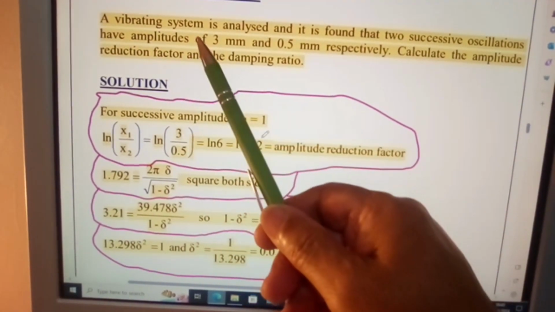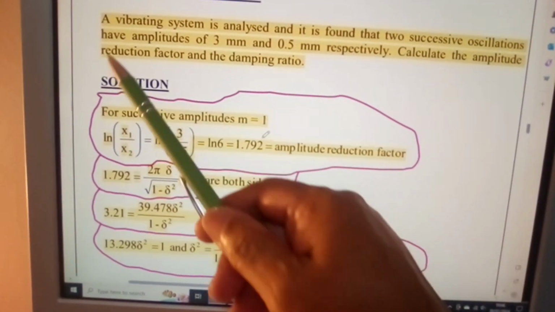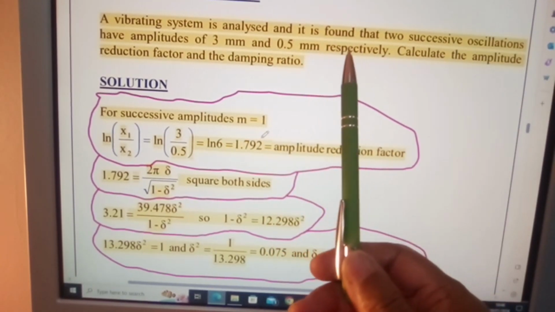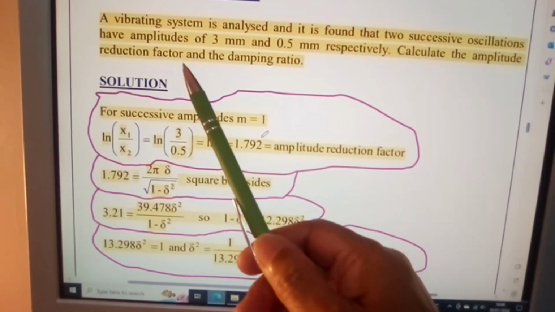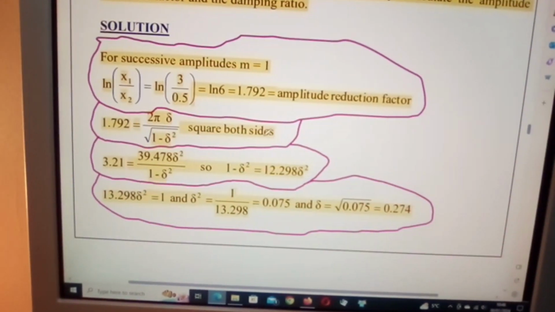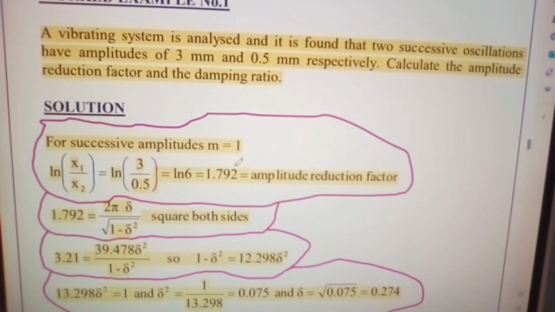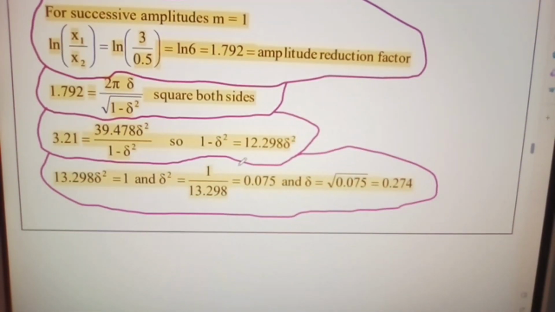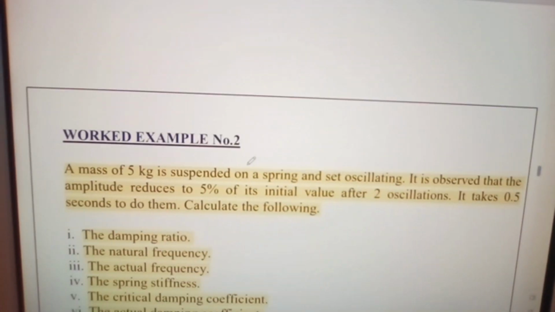A vibrating system is analyzed and it is found that two successive oscillations have amplitudes of 3 millimeters and 0.5 millimeters respectively. Calculate the amplitude reduction factor and the damping ratio. And here's what you will need to be doing. I don't need to spend any time on that further.